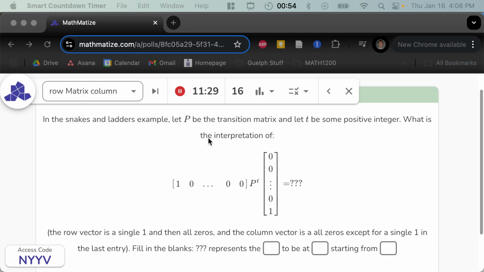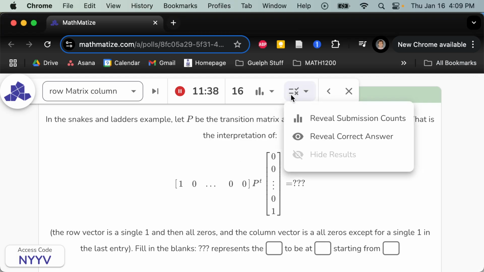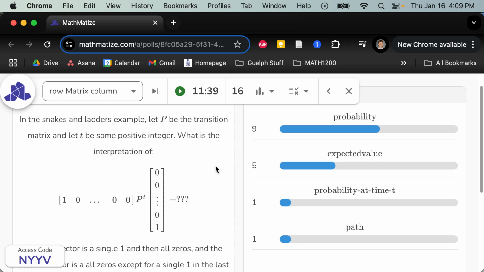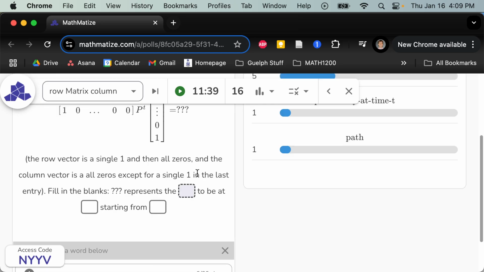Okay, so we got all the things that people are scared of in linear algebra. We got row vectors, column vectors, and matrices, and we're combining them. What does it mean? Let's see what you guys said. Reveal submissions. It represents the blank.